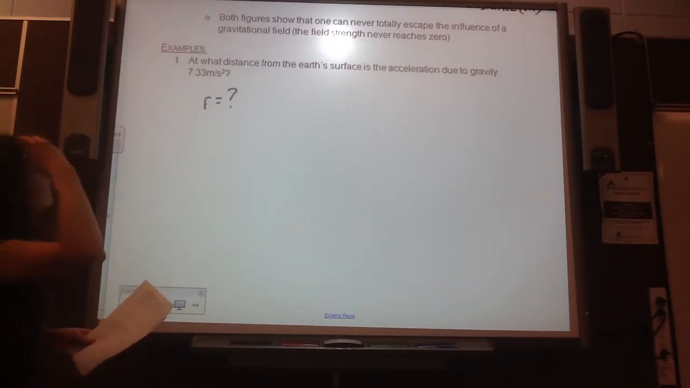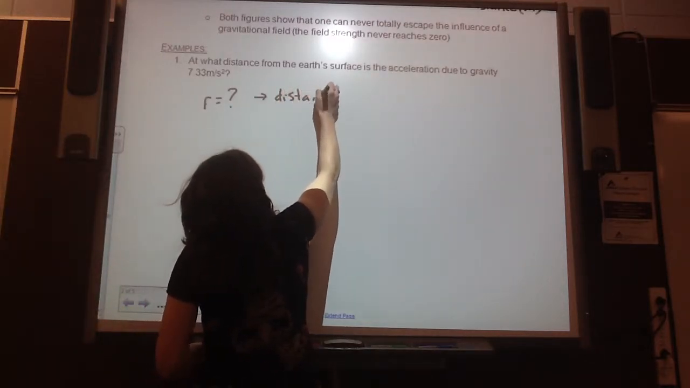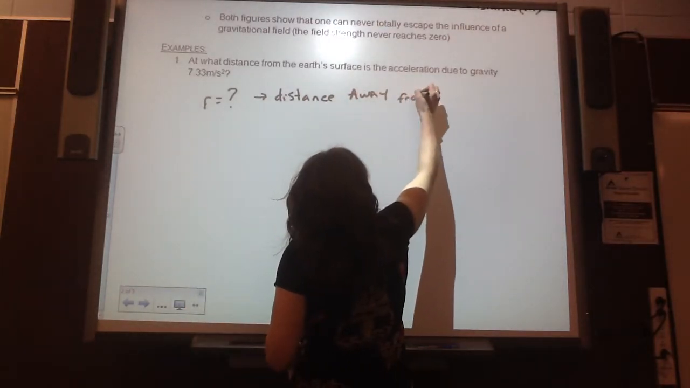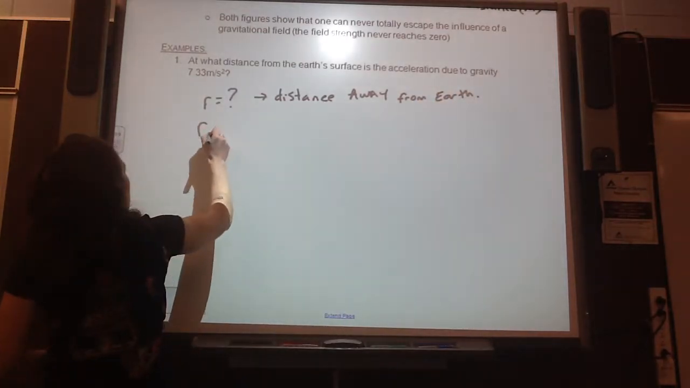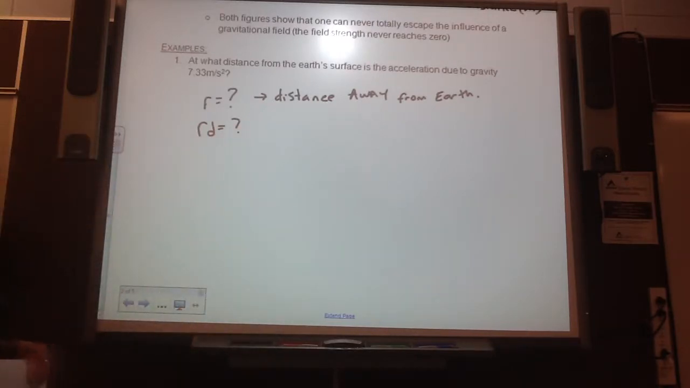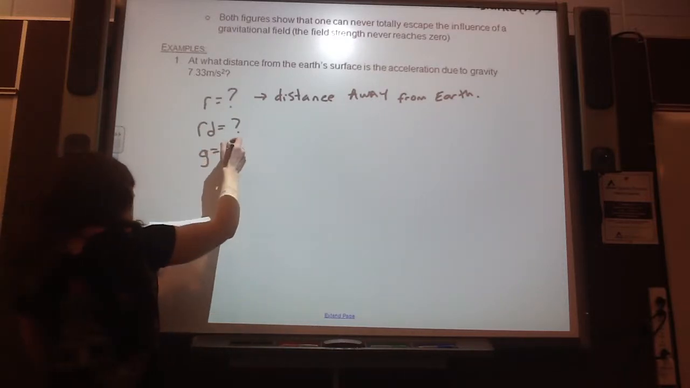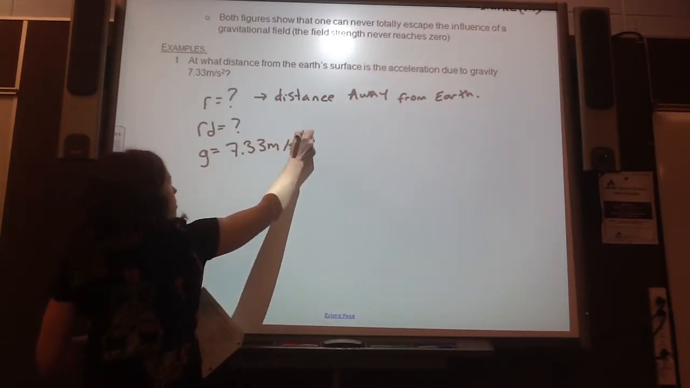Now I'm going to be specific here. What I'm looking for is the distance away from Earth. So I'm going to specify that I'm looking for RD. I'm just going to say that distance away from Earth is equal to RD. I'm told what my gravitational field strength is, or acceleration due to gravity. At this point, it's saying it's 7.33 meters per second squared.